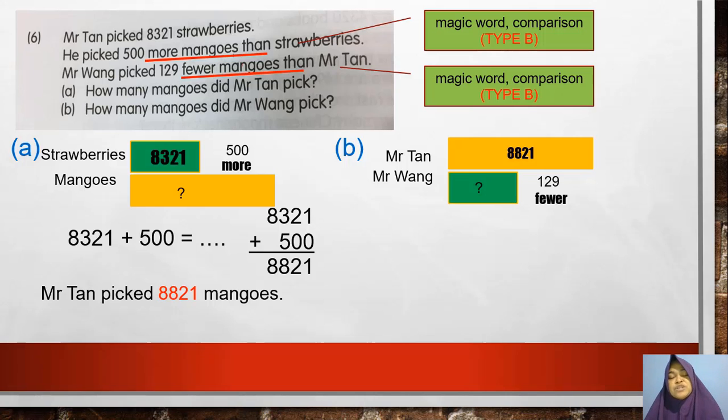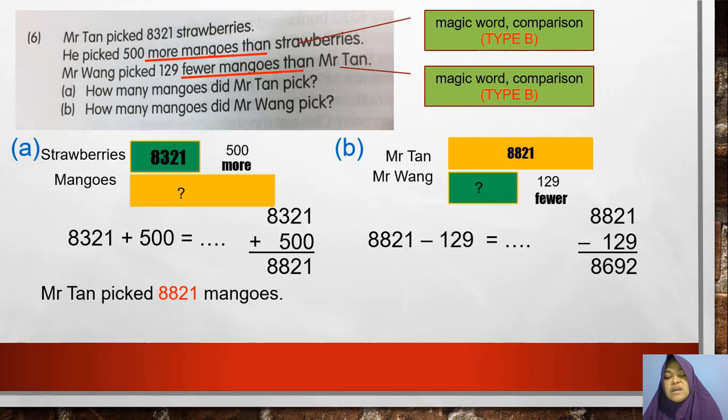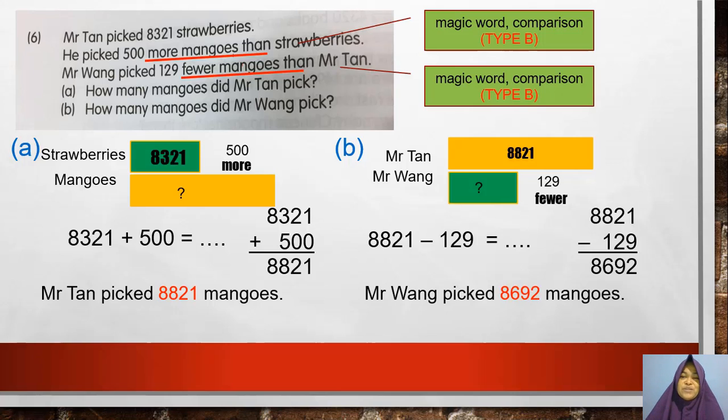If the question mark is on the shorter model, it will be subtraction. So 8,821 subtract with 129, the result is 8,692. So Mr. Wang picked 8,692 mangoes. That's for practice 2.